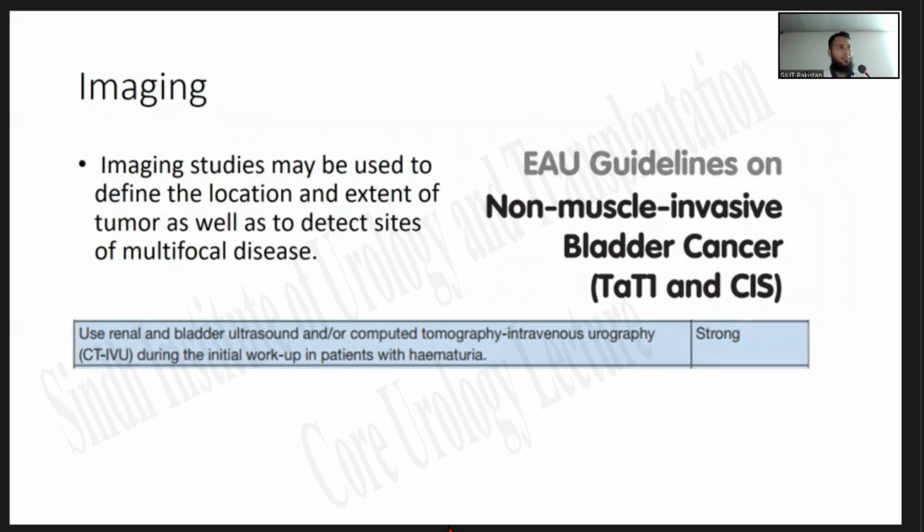I didn't see any flexible scope you are using, but I saw in my GSL rotation they were using it for CBD, looking into the CBD. But here it was mentioned that men should be offered flexible cystoscopy. Is there any difference between men and women?